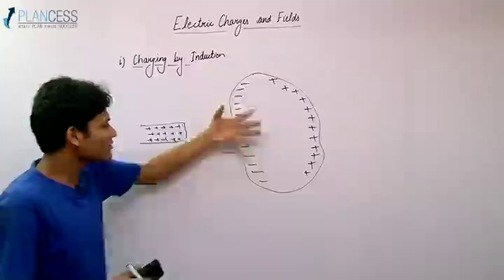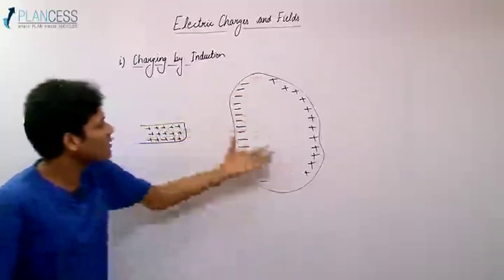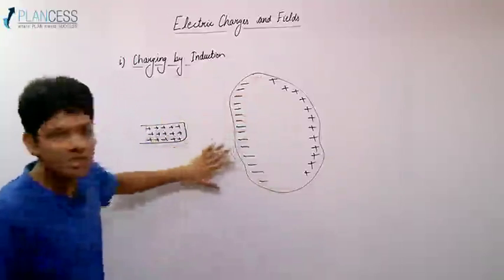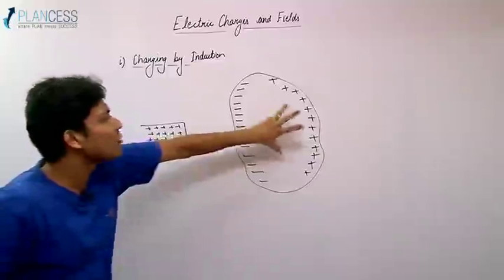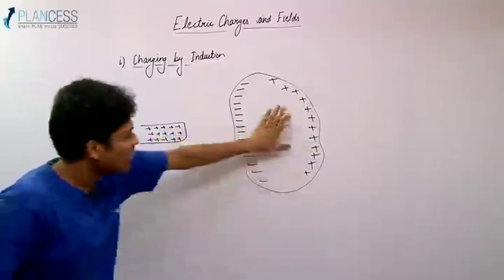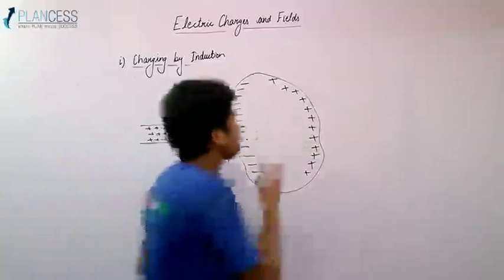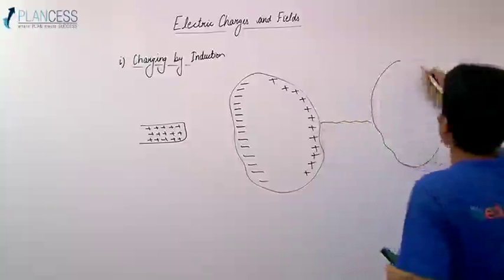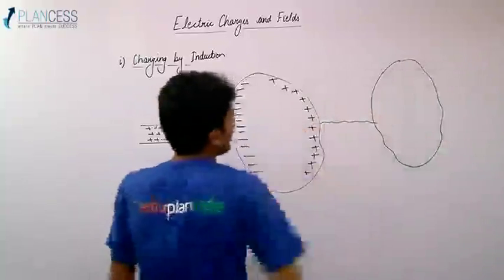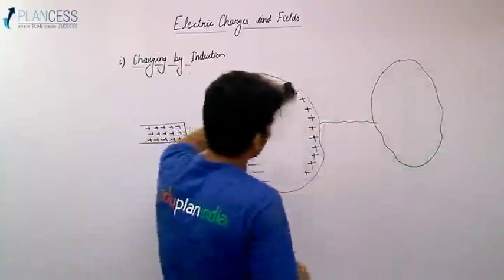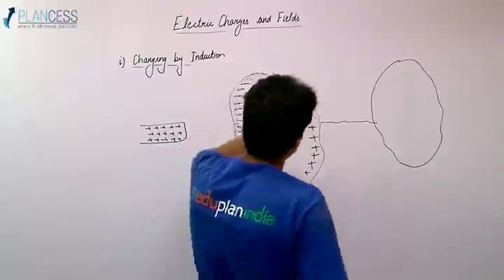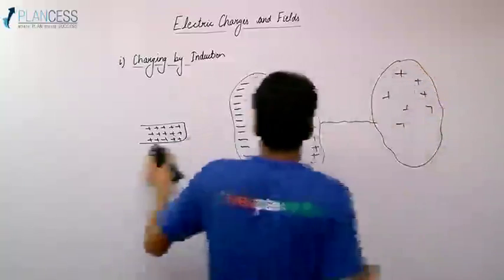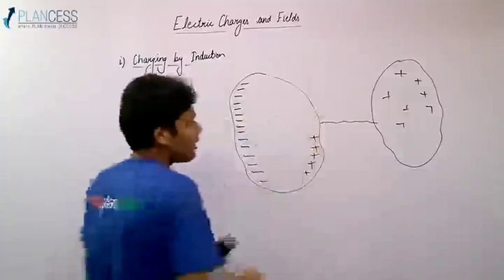This is actually the property of induction, because this rod, without touching, has induced some electric forces in this conductor. So now what we do is, if I connect this body with a copper wire to another body, some of its positive charges will move to that body because they all are repelled by the rod. So some of the positive charges may go to that body.